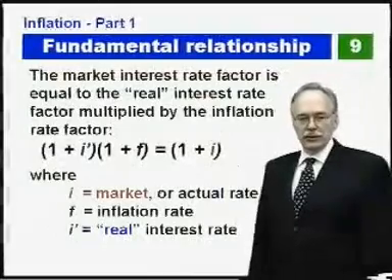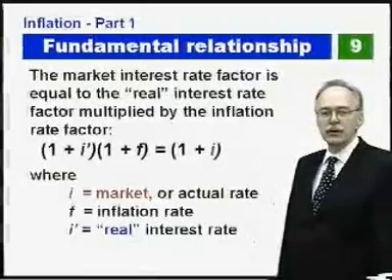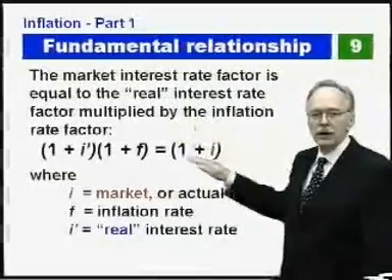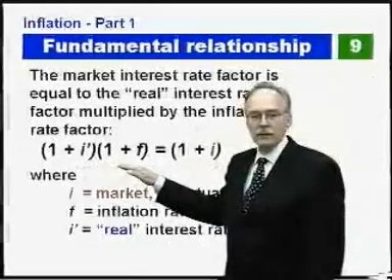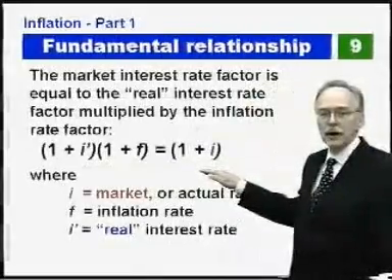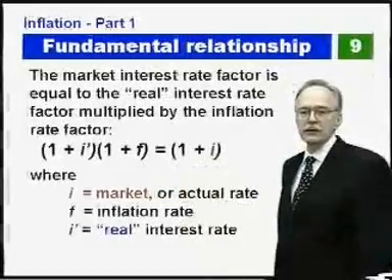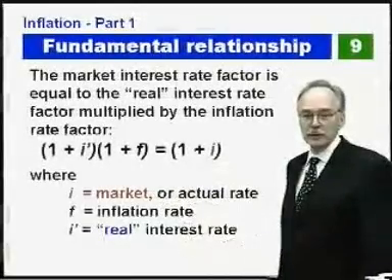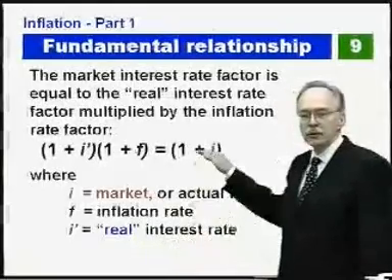Now we come to our fundamental relationship. And this is one of the key concepts in this lecture. And that is that the market interest rate factor is equal to the real interest rate factor multiplied by the inflation factor. So here on the left, we've got the real interest rate factor, 1 plus i prime, inflation factor, 1 plus f, and we get the market interest rate factor 1 plus i. That's the fundamental relationship that holds true for all of these inflation analyses. Remember, the market rate is what we observe in the market. The inflation rate is something that's observed by statisticians and economists. And the real rate is something that has to be backed out using this relationship.